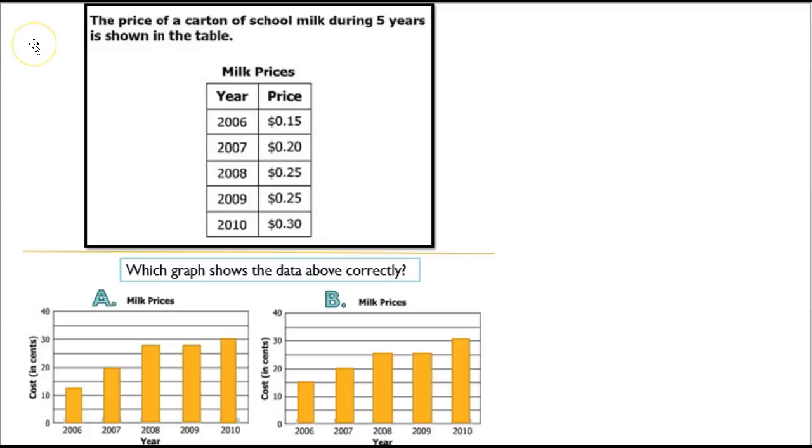This question says the price of a carton of school milk during 5 years is shown in the table. Here's the title, Milk Prices. Here's the year. And here's the price of a carton of milk, each of those years. Which graph shows the data above correctly? You can see the title says Milk Prices. The vertical axis is the cost of the milk in cents, and the horizontal axis has the years. Which of these two charts shows this data correctly? A or B?